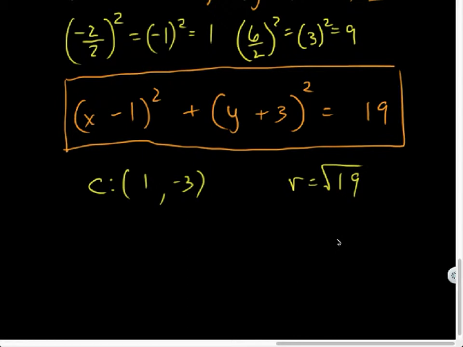So I could graph this if I wanted to. I'm not going to have us do that. The square root of 19, by the way, is approximately 4.3589. If I wanted to graph this, I would plot the center going over 1, down 3, and then I'd go north, south, east, west by that many points, plot those 4, and draw my circle. That would be the idea.